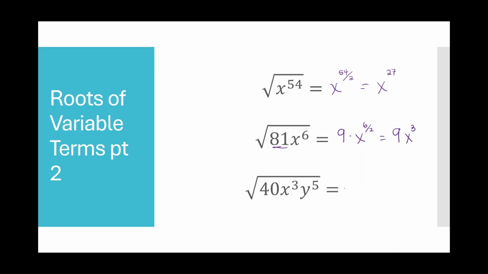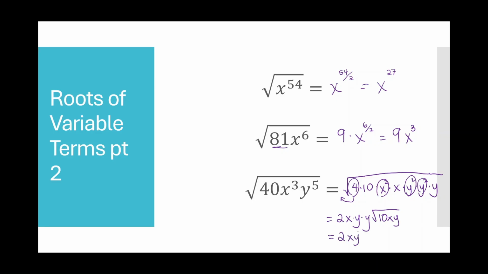Now, what have we got in here? 40. I want to use that 4, I think. 4 times 10. An x squared and an x. A y squared and a y squared and a y. All right, all my perfect squares are coming out. We've got a 2. We've got an x. We've got a y. We've got another y. And left underneath is 10xy. To finish that up nicely, I would make that into a y squared. And we're done.